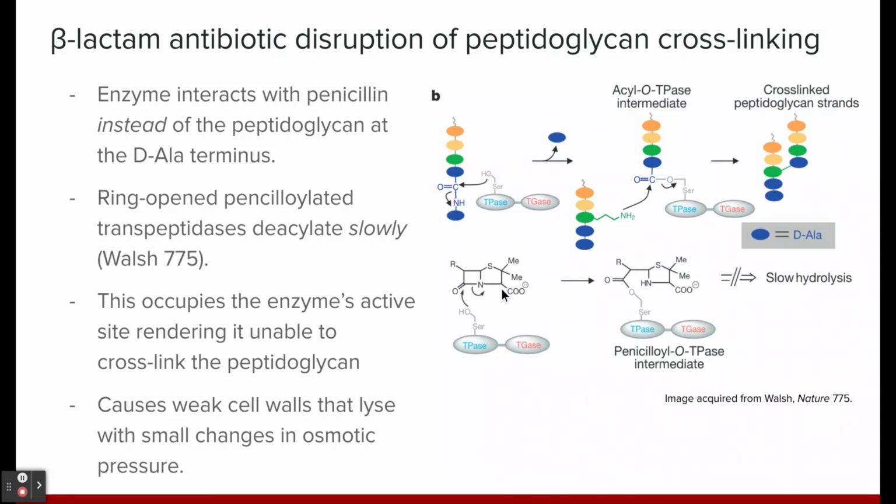What this does is it occupies the enzyme's active site and renders it unable to cross-link the peptidoglycan, leading to extremely weak cell walls, which will lyse with very small changes in osmotic pressure. This process causes inhibition because the hydrolysis occurs at such a slow rate, much slower than the bacterial replication. So they're going to lyse, which won't allow them to replicate and ultimately leads to their death.